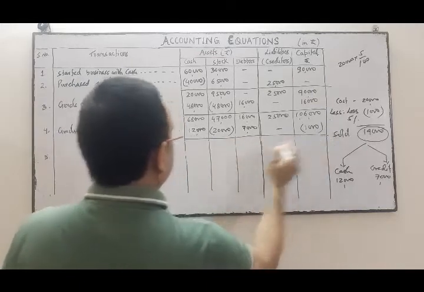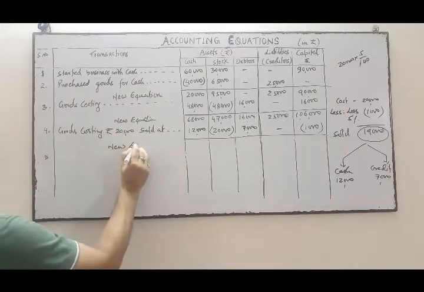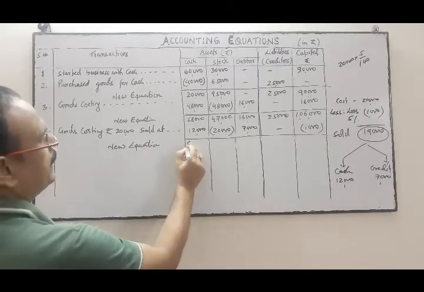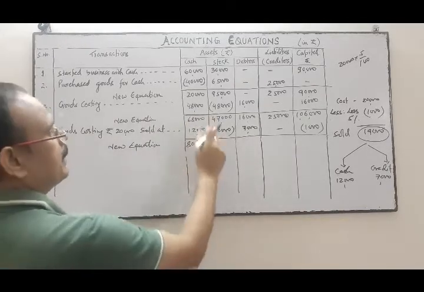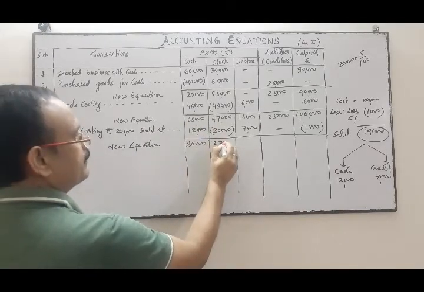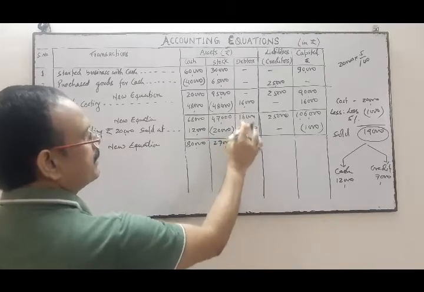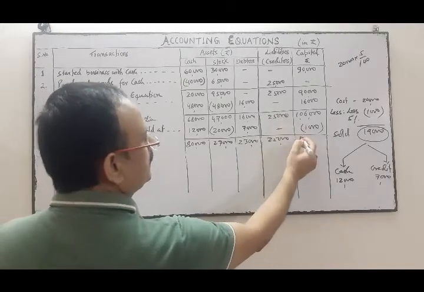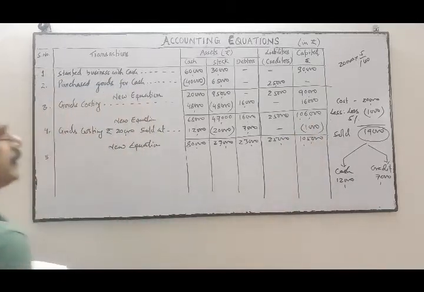So the next equation is the new equation after the fourth transaction. It is 80,000, 68 plus 12, 47 minus 20, it is 27,000, 16 plus 7, it is 23,000, 25,000 as it is, no figure here. It is 1,05,000 after deduction of 1,000.